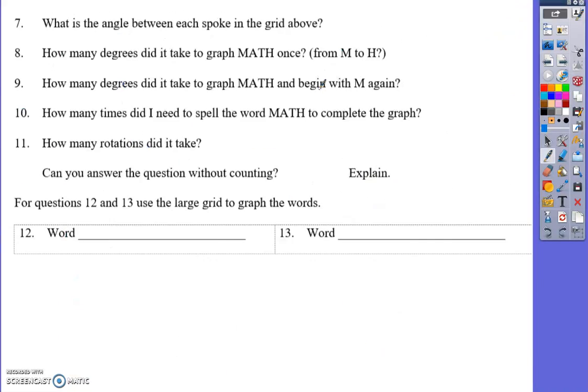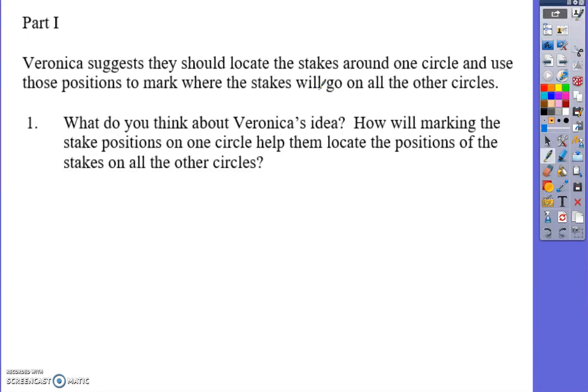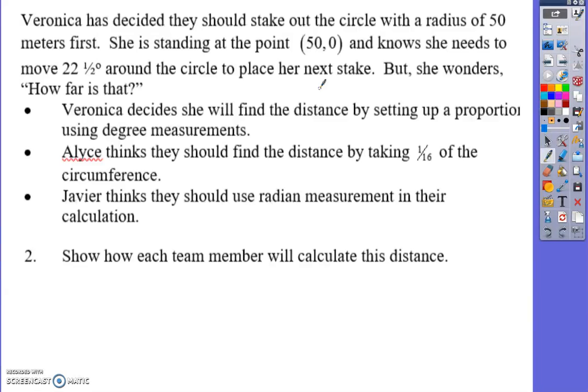And so that's Veronica's idea, that we'll be able to do that. And so what you needed to come up with here is why it's helpful. If we find them on one circle, how that will help us with all the rest. Which is a pretty interesting idea.